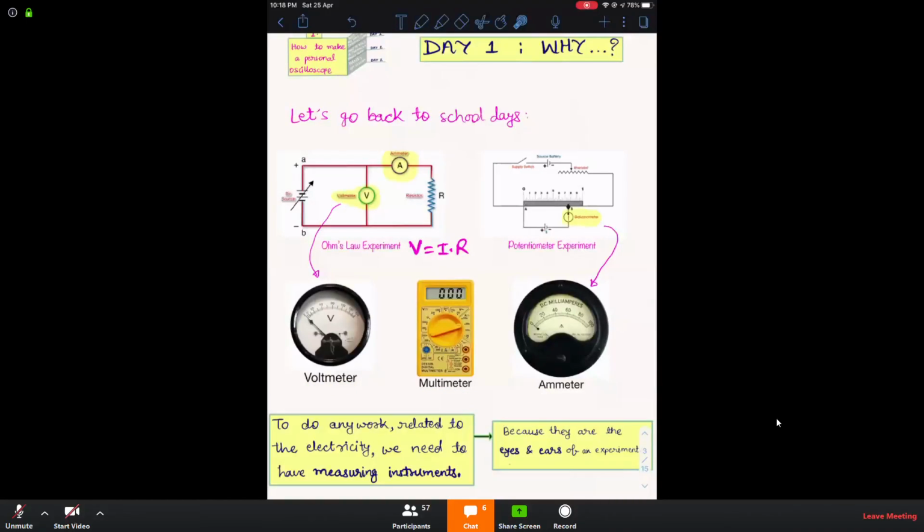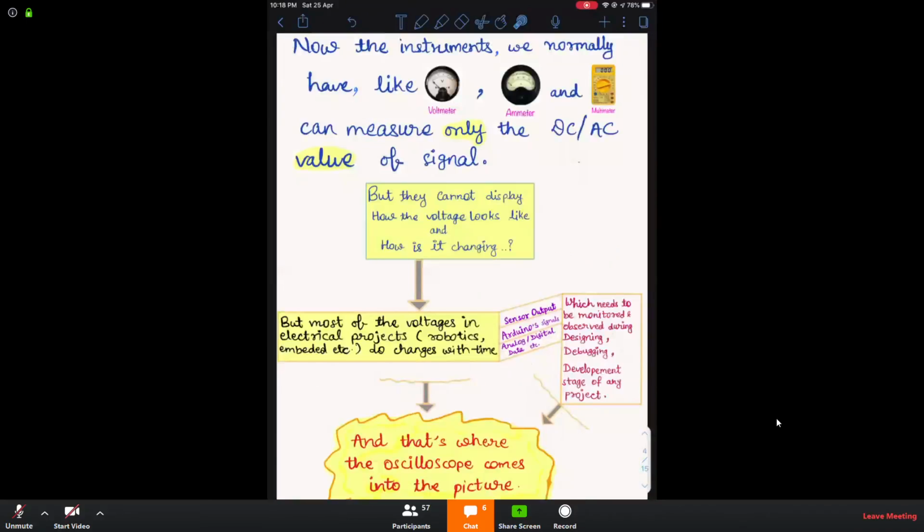One more thing, things like this voltmeter, this ammeter, and this multimeter, you might have seen many times in your lab, even in your school times. So yeah, this is the next slide. In this slide we will be discussing that.